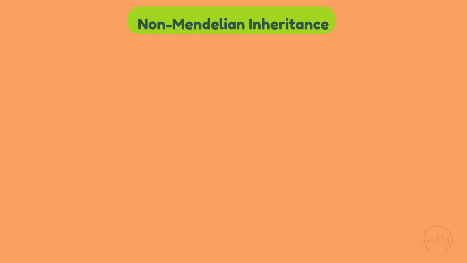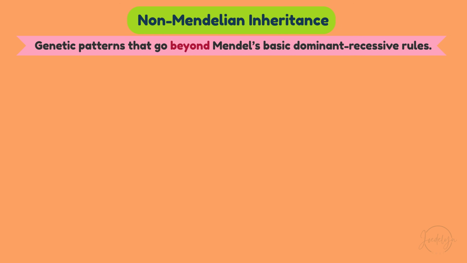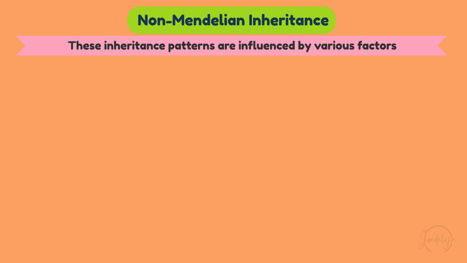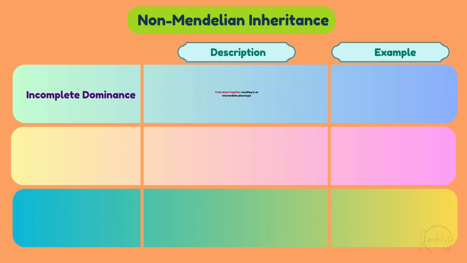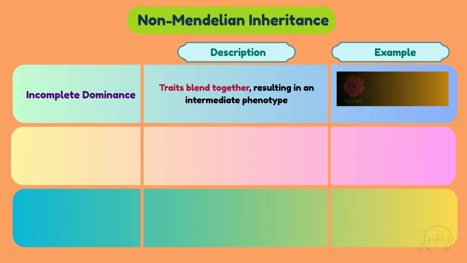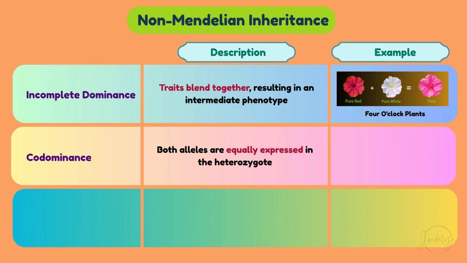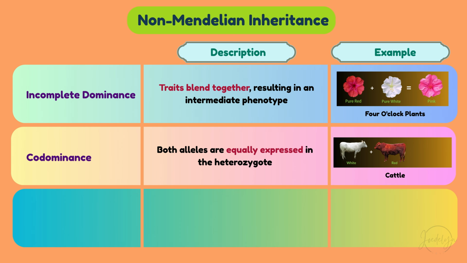Let's sum up. Non-Mendelian inheritance refers to genetic patterns that go beyond Mendel's basic dominant-recessive rules. These inheritance patterns are influenced by various factors. Incomplete dominance: traits blend together, resulting in an intermediate phenotype, like crossing a red and white flower to get a pink one. Example: four o'clock plants. Codominance: both alleles are equally expressed in the heterozygote, such as when red and white cows produce a spotted offspring, with both red and white colors visible.